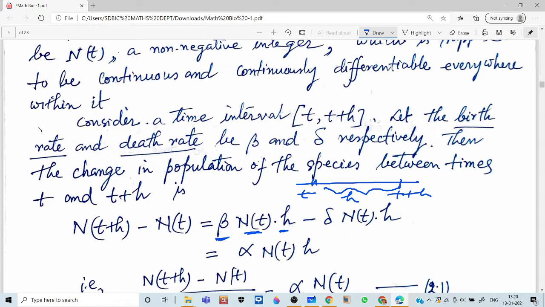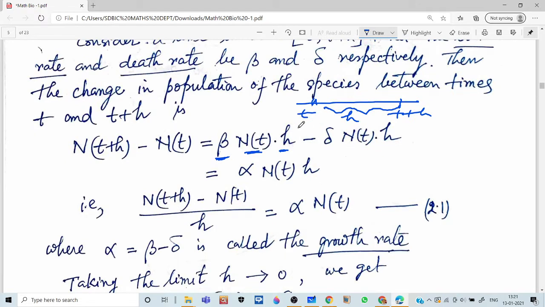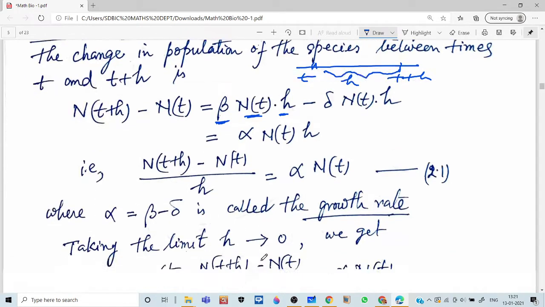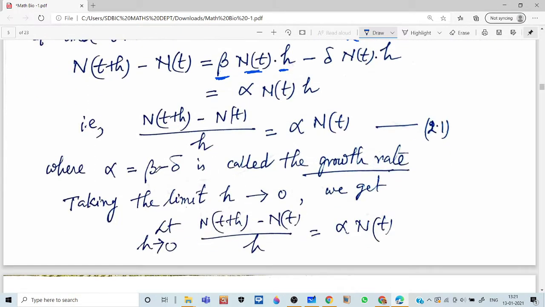and this is the death rate delta. So this is minus the total death. So this is the population at time t plus h minus that at time t. So this is alpha into N(t) into h, where alpha is beta minus delta. Beta is the birth rate, delta is the death rate, and this alpha is called the growth rate.